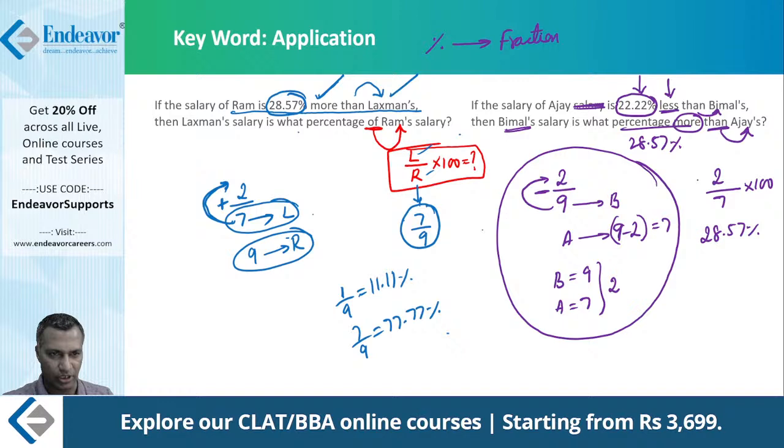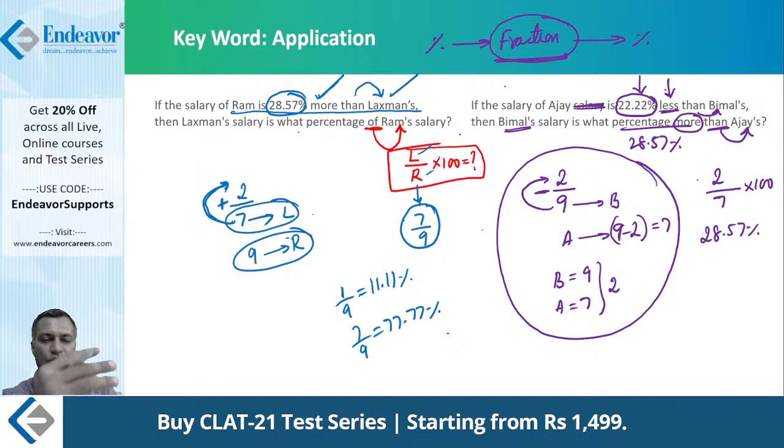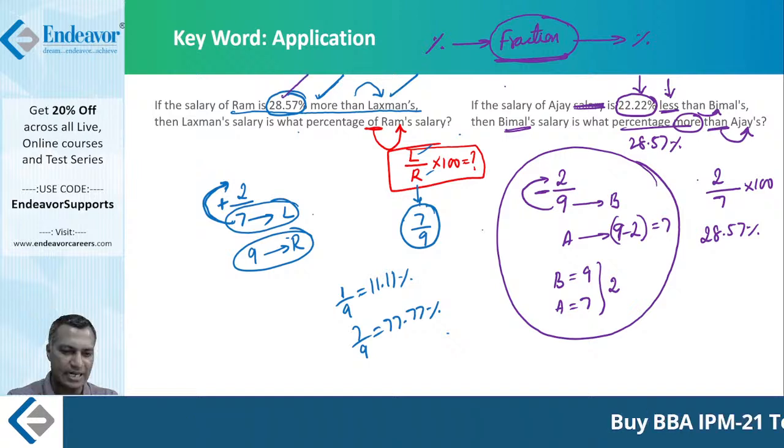Your question will be percentage, your answer will be percentage, but your working is fraction. Your entire working is in the fraction form, right? So your start point is percentage, end point is percentage. Listen to this: your start point is 28.57%, your end point is 77.77%. But what is there in between all of that? It is fractions only. Between all the stages, it's just a fraction.